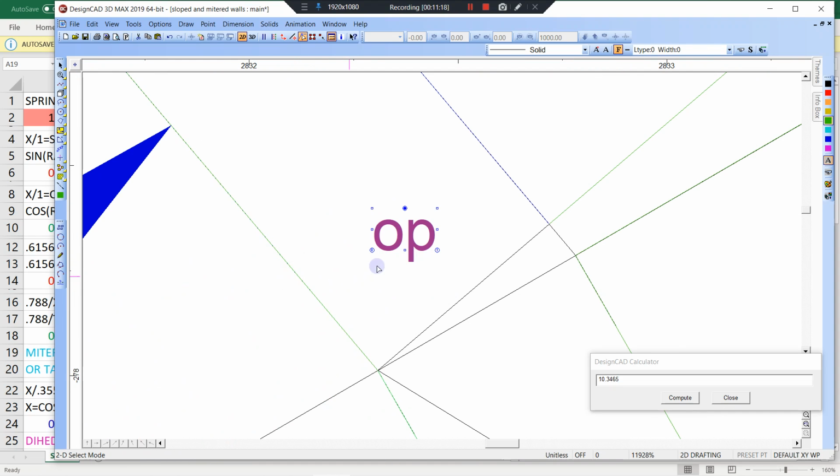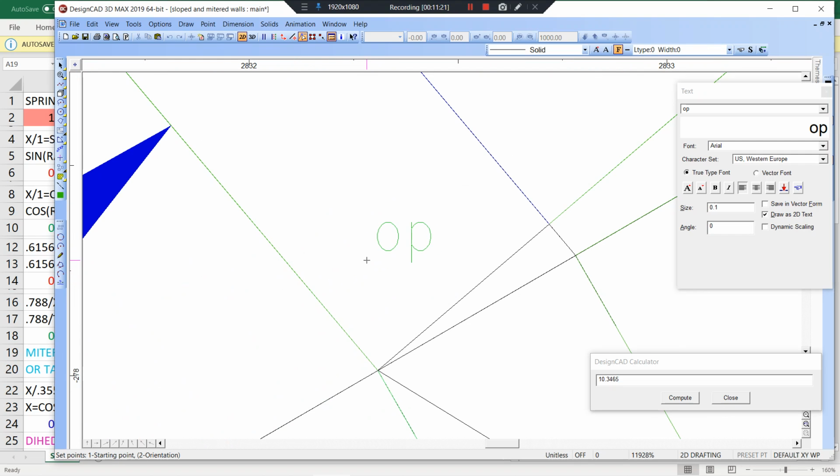What the heck? Delete TX. Sometimes it does that.